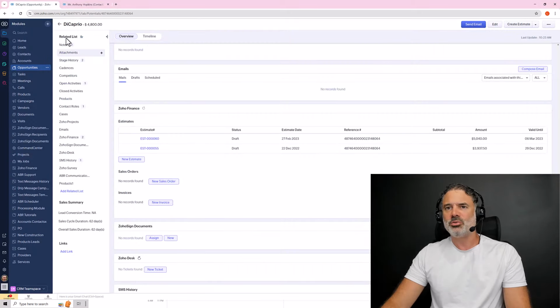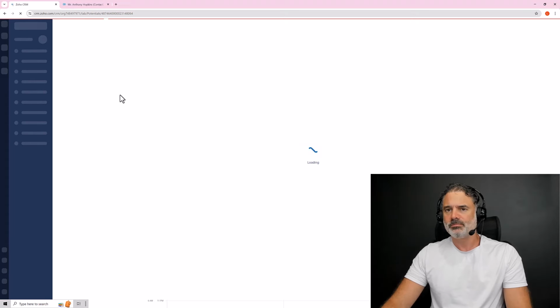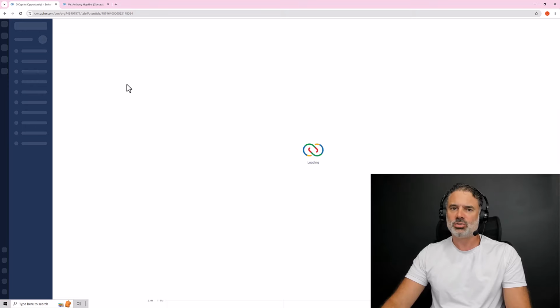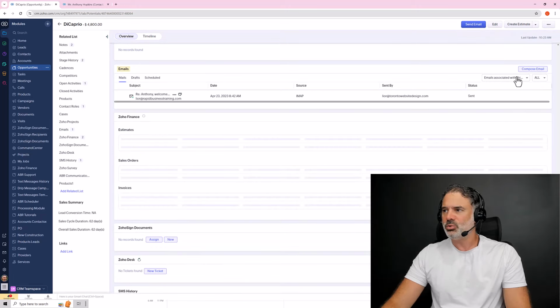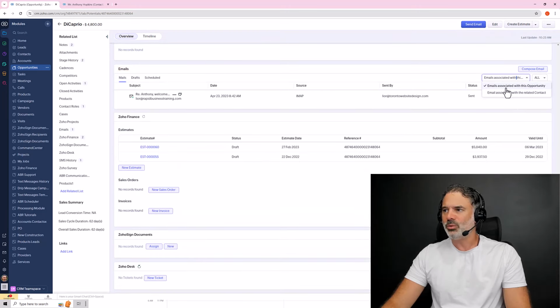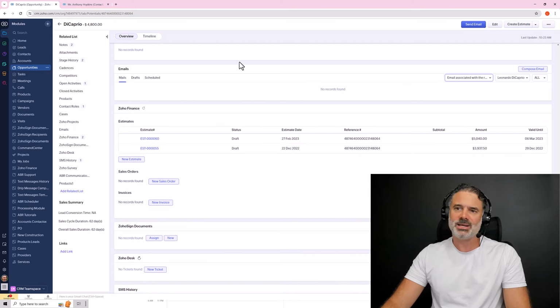If I go back to my deal and click on refresh, the system will load this specific email into the email section. Now, it's important also to understand that whenever you go to the email section, you will have here a dropdown. One will say emails associated with this opportunity or deal, and one emails associated with the related contact. The related contact is the person, and this is how it comes by default.